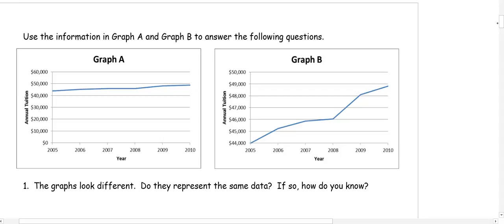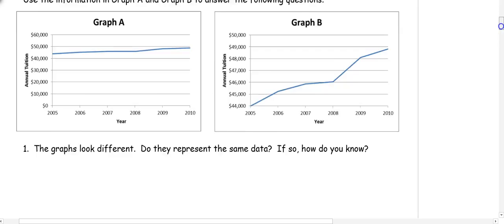So using the information in graph A, B, answer the following questions. The graphs look different. Do they represent the same data? If so, how do you know? So while the graphs look different, are they representing the same data? Yes, because look at our labels. The labels on the axes are the same. So do they represent the same data? Yes, because the axes have the same labels.